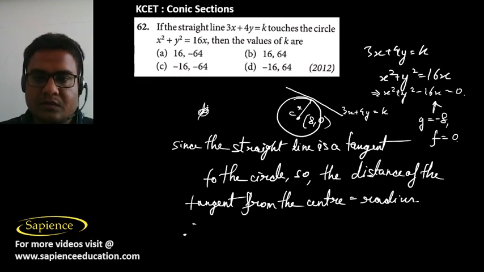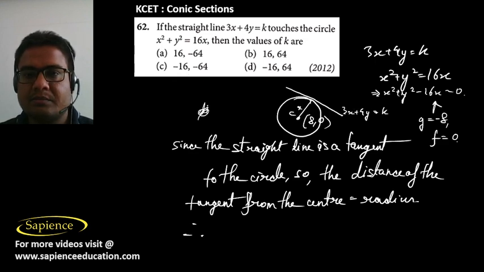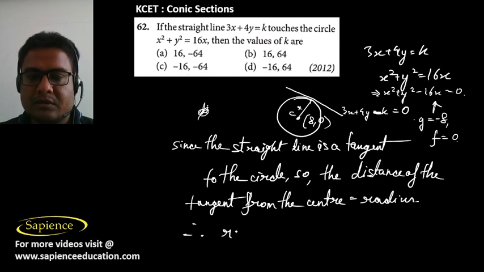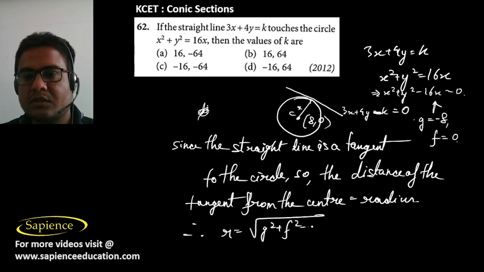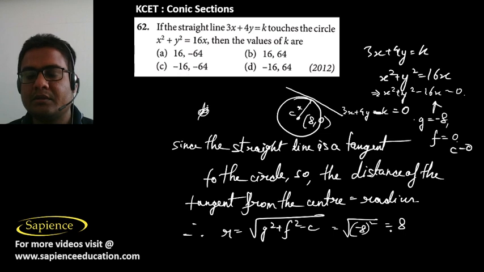So therefore the distance will be, so this will be 3x plus 4y minus k equal to 0. Therefore the radius r will be square root of g square plus f square minus c. So here c is equal to 0 also. This will be root over minus 8 whole square only. So it will be 8. So the radius is 8.